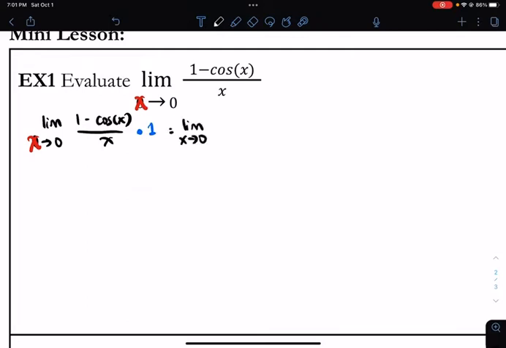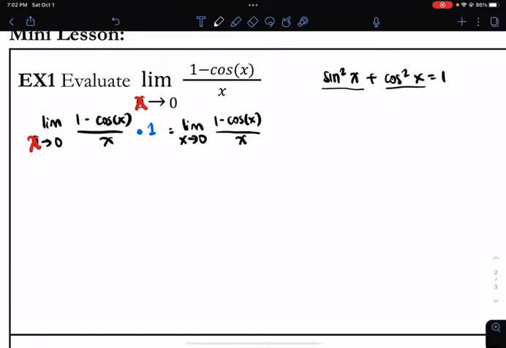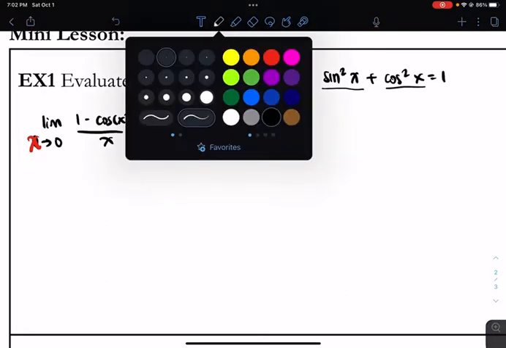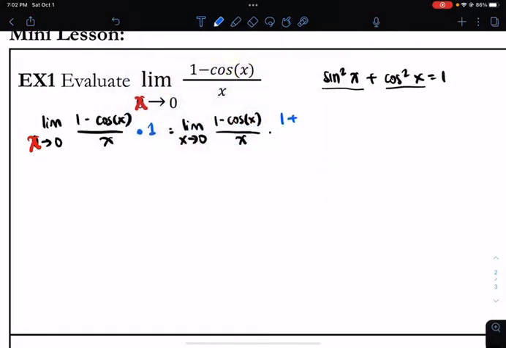If you remember the fact from pre-calc, that sine squared plus cosine squared equals 1. Alright? We have to find a way to make something that has either sine squared x or cosine squared x. Because we already have cosine x here, what we can do is multiply by a special 1, which is (1 plus cosine x) over (1 plus cosine x), and you will see what's going to happen.